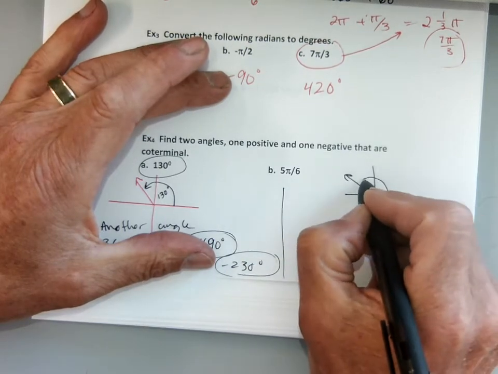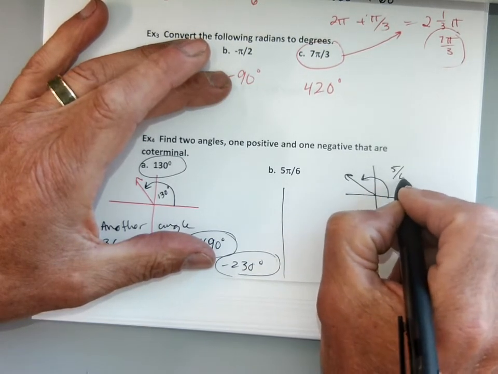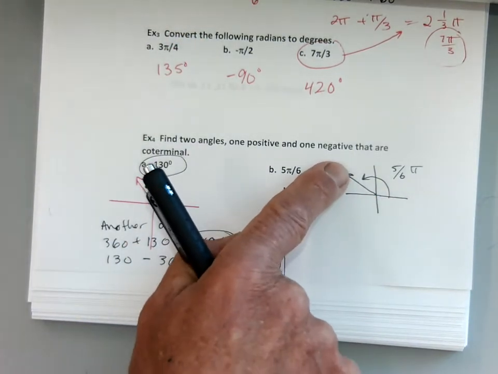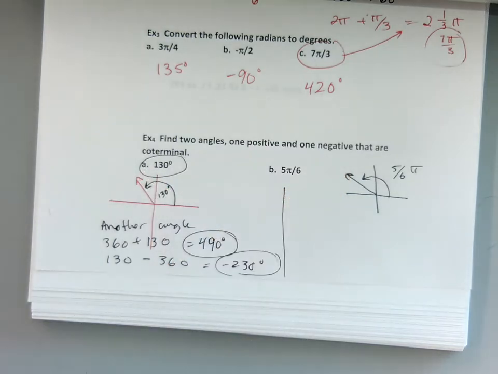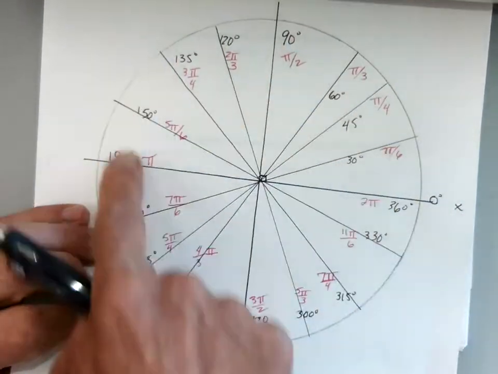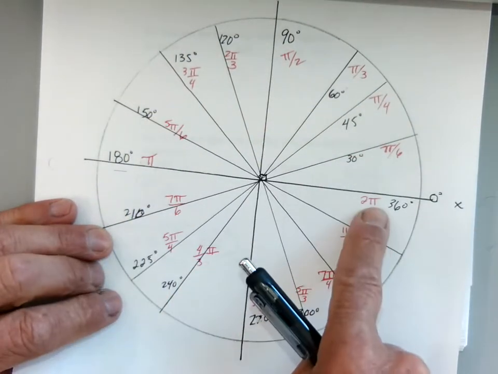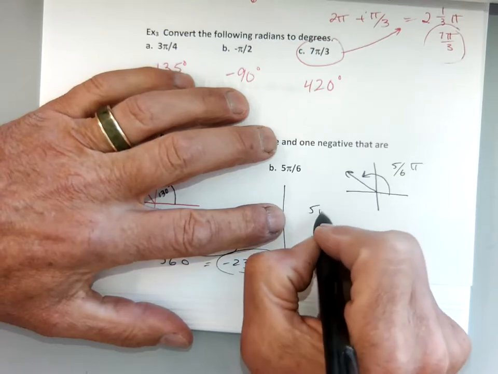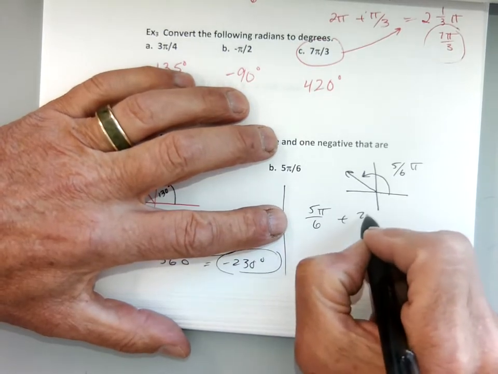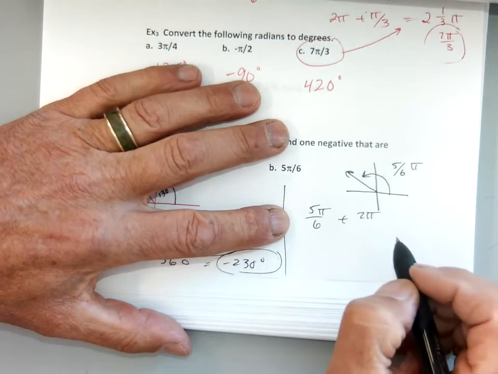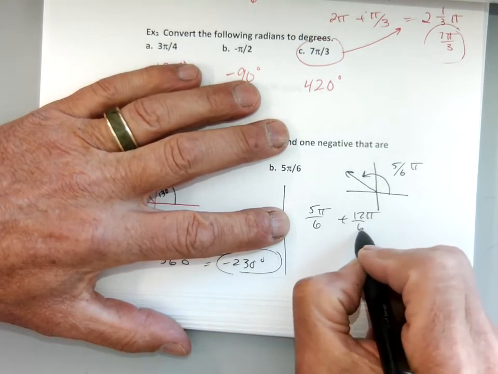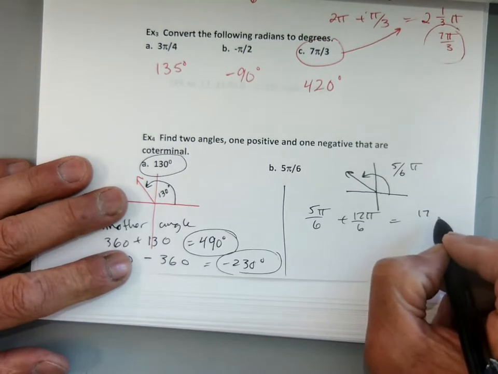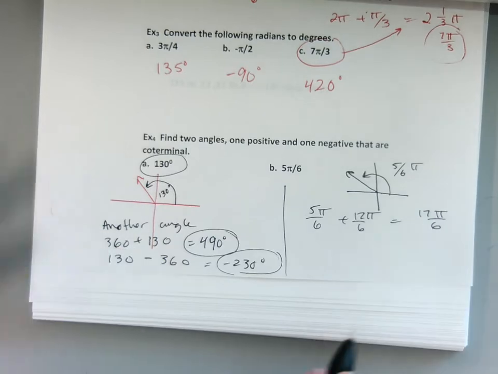Okay, 5 pi over 6 is about there. I'm going to do the same thing. I'm looking at it, and I'm going to spin it a full circle. When I spin it a full circle, in radians, I spin it 2 pi. So I'm going to go 5 pi over 6 plus my 2 pi. Let's see, it might be nice to have a common denominator. That's the same thing as 12 over 6, which gives me an answer of 17 pi over 6.